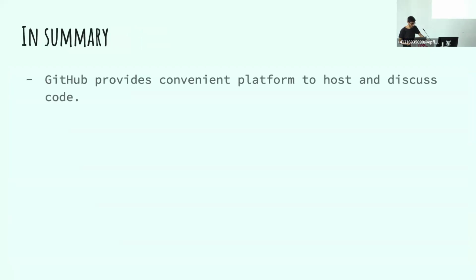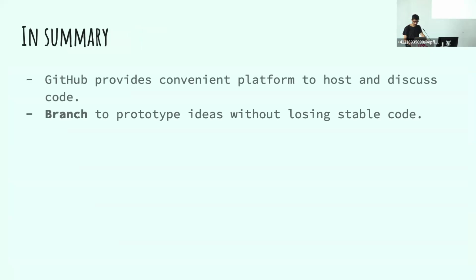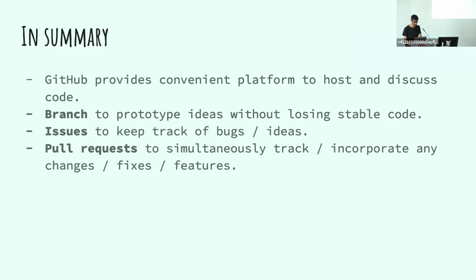Okay. So in summary, just to wrap up the Git side of things, GitHub gives a convenient platform to host and discuss code. Some of the terminology that's important to keep in mind is branching from, let's say, a core code base to prototype ideas without breaking the stable code. Issues to keep track of bugs and ideas. I'll go to GitHub to show that since we didn't see any example of that.